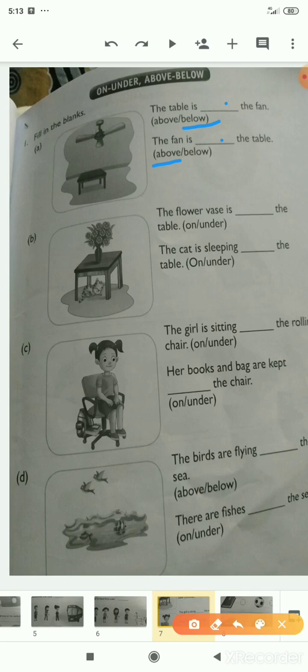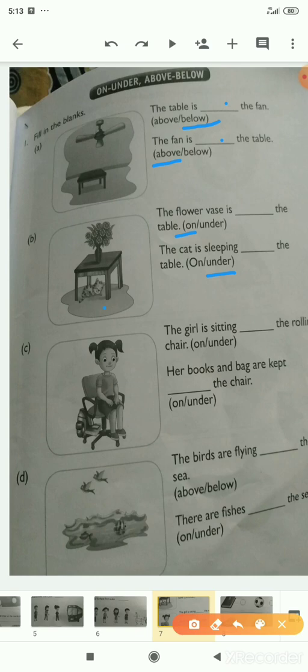B, where is the flower vase and where is the cat? If you see the picture carefully, the flower vase is on the table and the cat is under the table. So here we have our on, and the cat is sleeping under the table. So we have to write on in the first blank and under in the second blank.